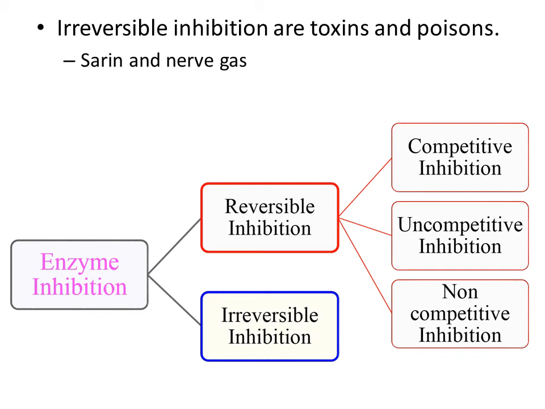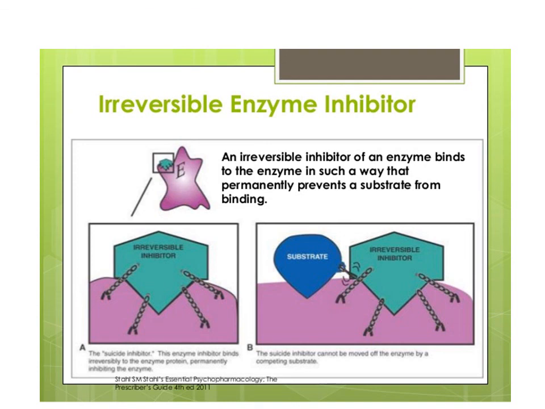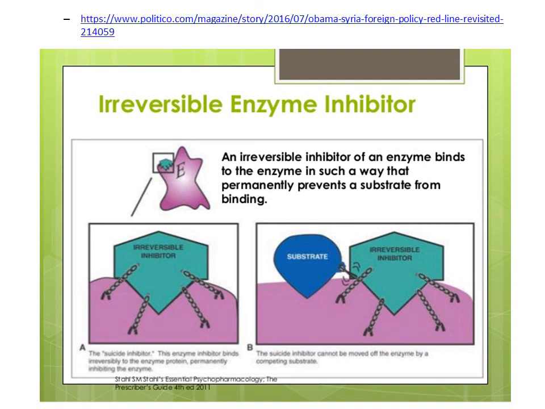Irreversible inhibition is typically seen with toxins and poisons. An example is with sarin gas and nerve gas. Once this binds, the substrate cannot remove the inhibitor.